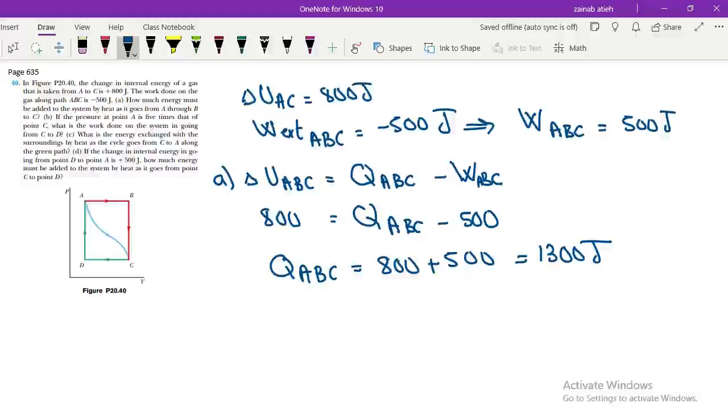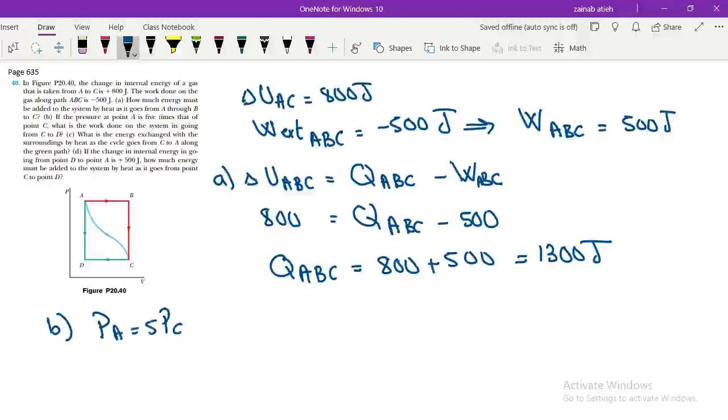Part B says if the pressure at A is 5 times that of point C, what is the work done on the system? He always asks for the work done on the system. We will do our normal work: we will work on the work done by the system, then deduce the work done on the system. This is the process going from C to D. So PA is equal to 5 PC.